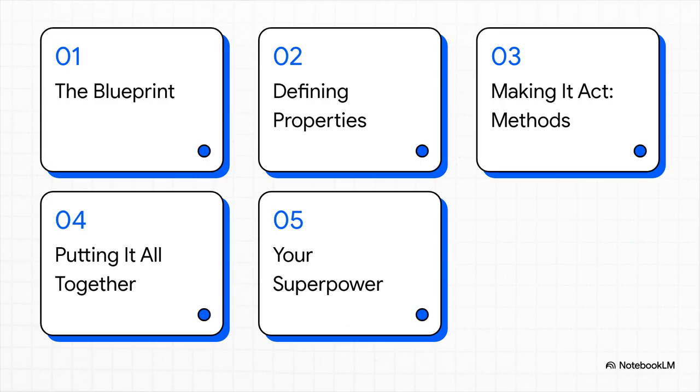So here's what we're going to cover. First, we'll talk about the main idea, the class as a blueprint. Then we'll add the details, what we call properties. After that, we'll make it do things with methods. We'll put it all together and you'll see why this is such a game changer. All right, let's jump right in.